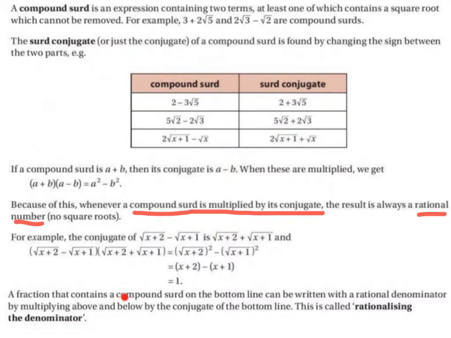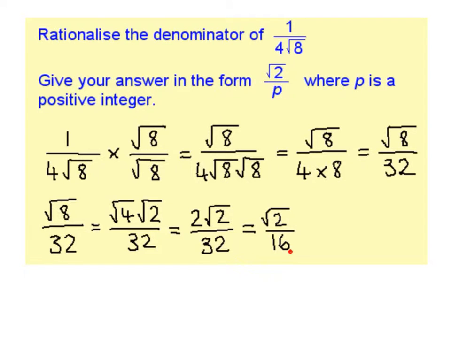So a fraction that contains a compound surd on the bottom line can be written with a rational denominator by multiplying above and below by the conjugate of the bottom line. And this is called rationalising the denominator. So let's have a look at a couple of examples.